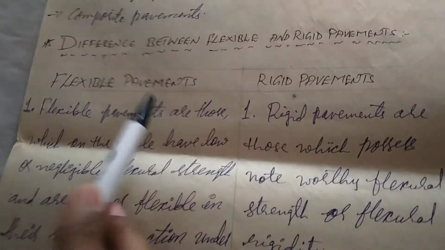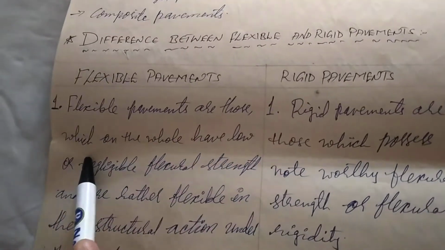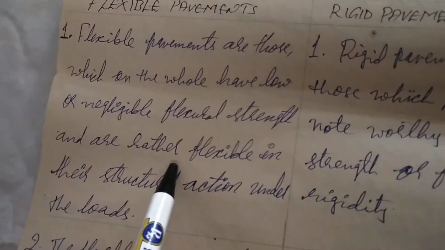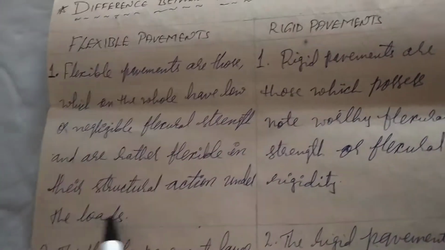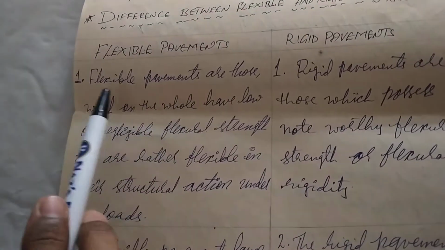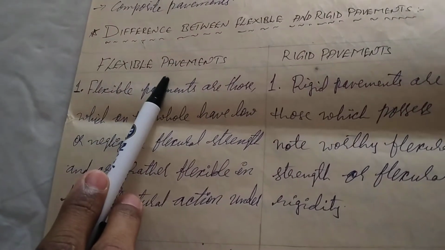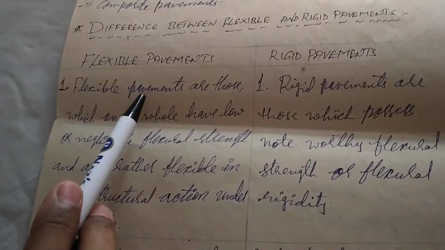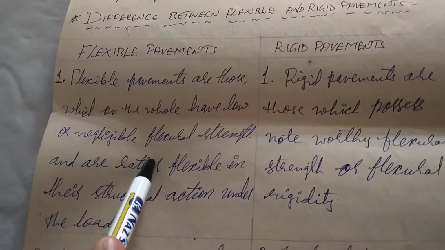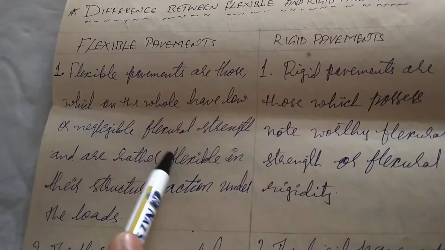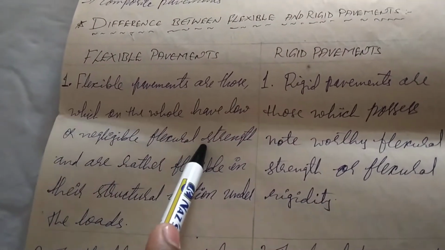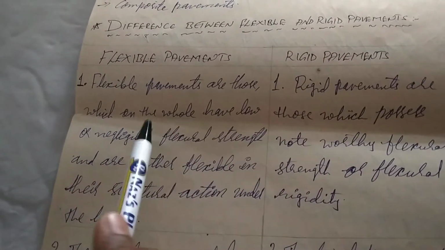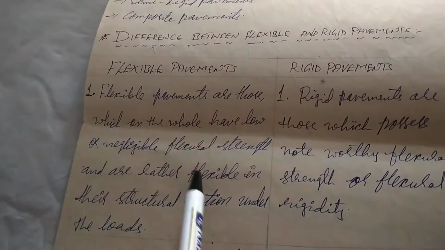First, flexible pavement. Flexible pavements are those which on the whole have low or negligible flexural strength and are rather flexible in their structural action under the loads. As the name itself shows, think of the elastic property of any material: if a load is applied on any elastic material, it gets deformed, and when the load is removed, it gets back its original shape. So the flexible pavement acts in that manner only.